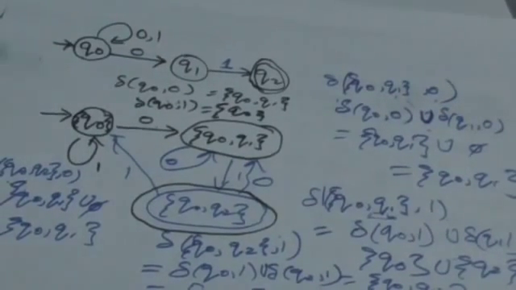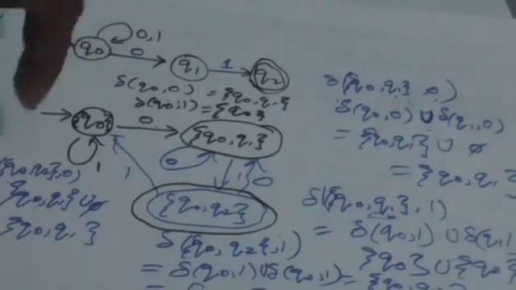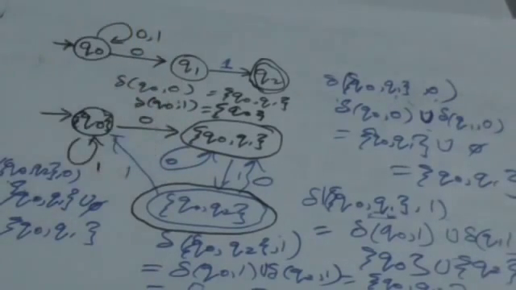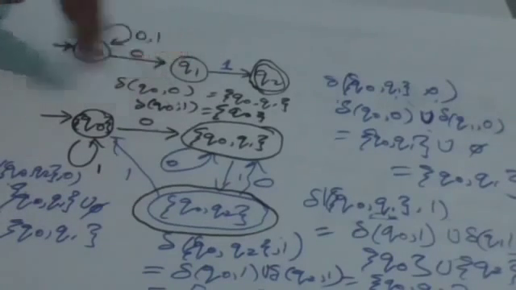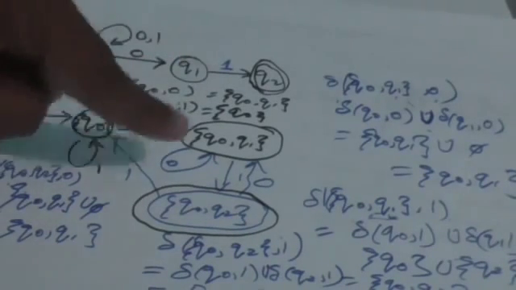Which string is accepted by this NFA? The same string will be accepted by this DFA. Which string is rejected by this NFA? The same string will be rejected by this DFA.